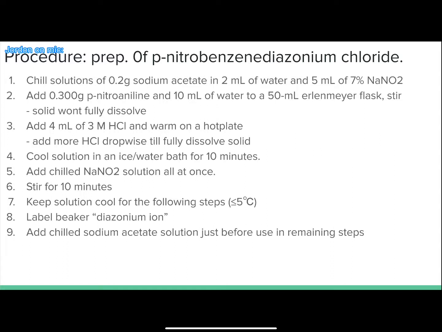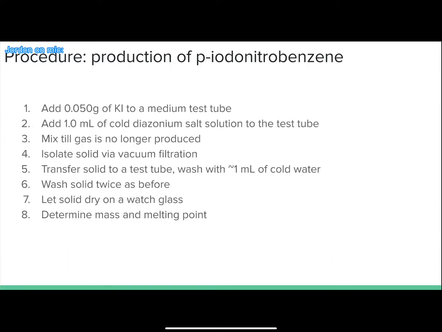Next, add the chilled sodium nitrite solution all at once, followed by stirring for 10 minutes, keeping the solution cold for the following steps. Label the beaker diazonium ion, and then add the chilled sodium acetate solution just before its usage in the remaining steps.